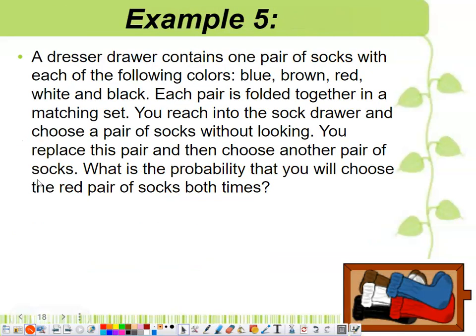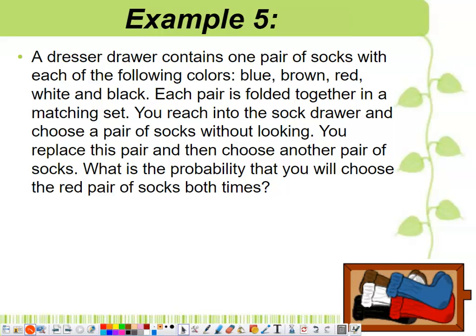All right, so example 5. A dresser drawer contains 1 pair of socks with each of the following colors. We have blue, brown, red, white, and black. Each pair is folded together in a matching set. You reach into the sock drawer to choose a pair of socks without looking. You then replace this pair, meaning that I put it back into the sock drawer, and we select the second pair. What is the probability that you choose the red pair of socks both times?